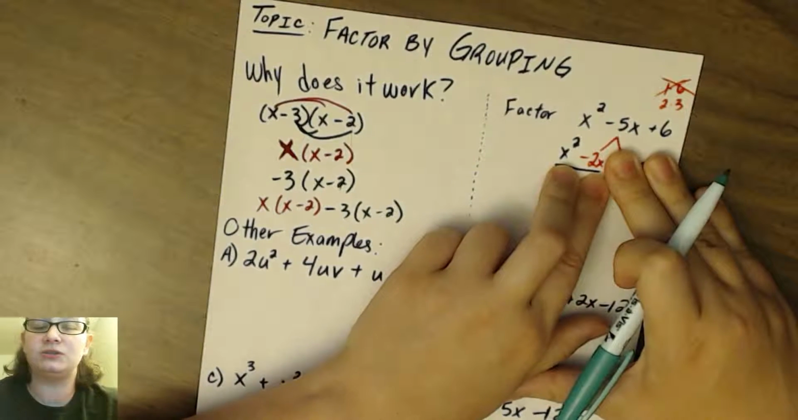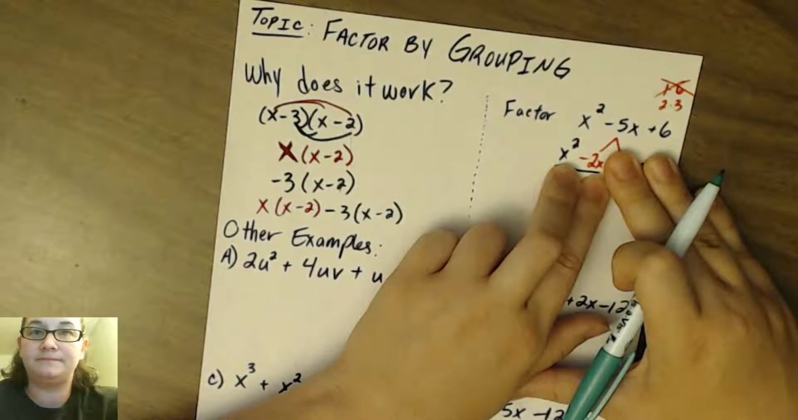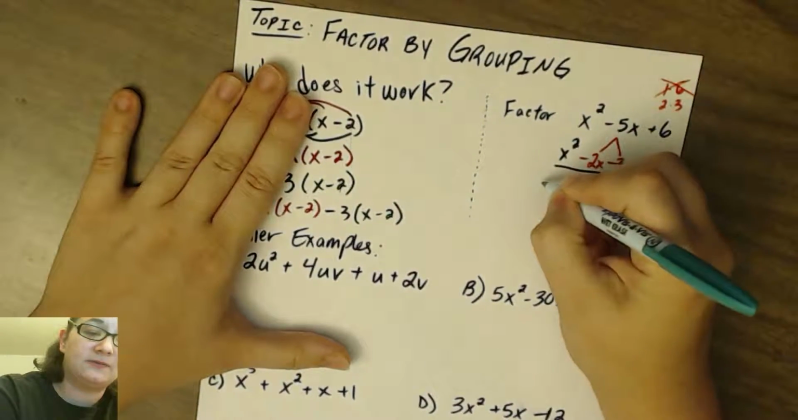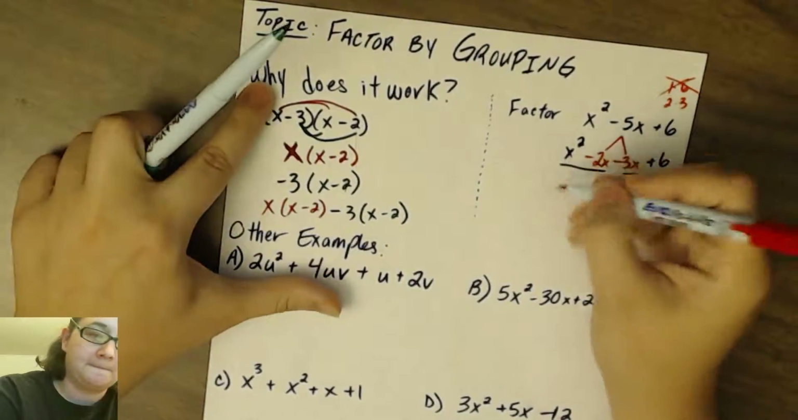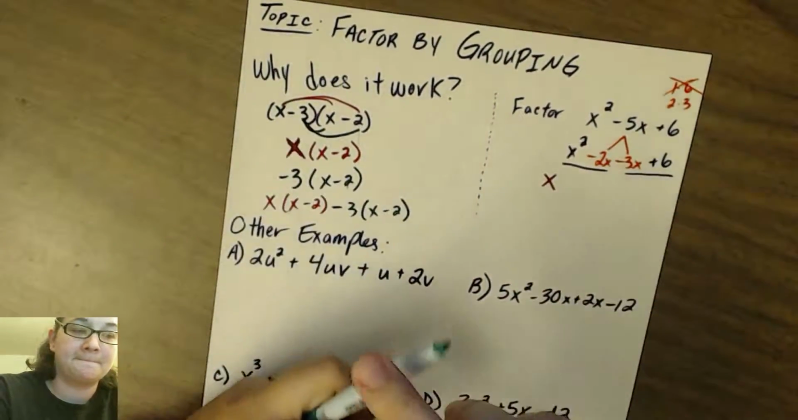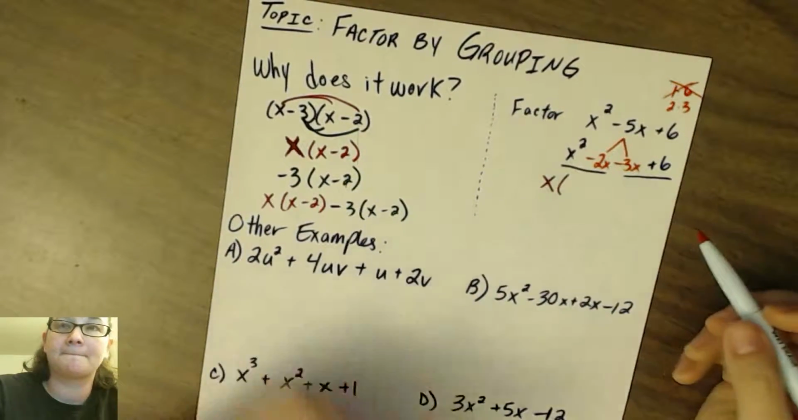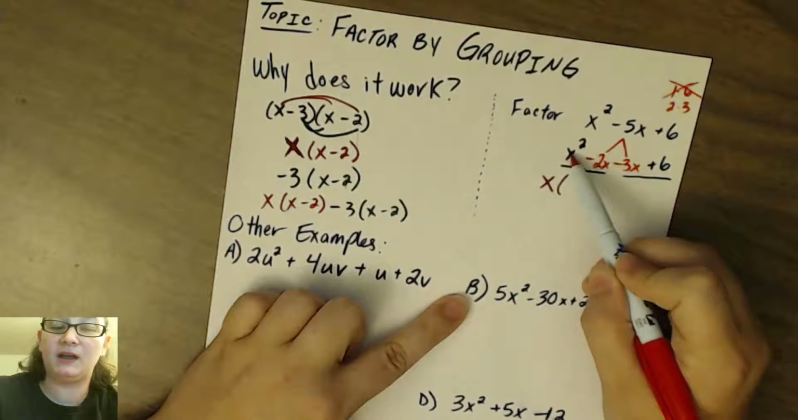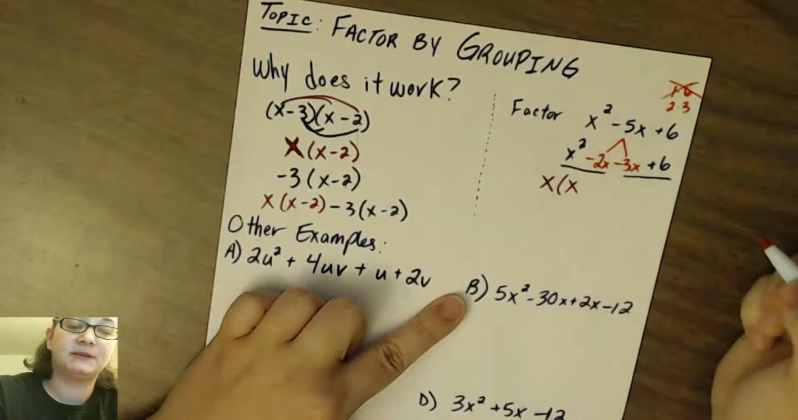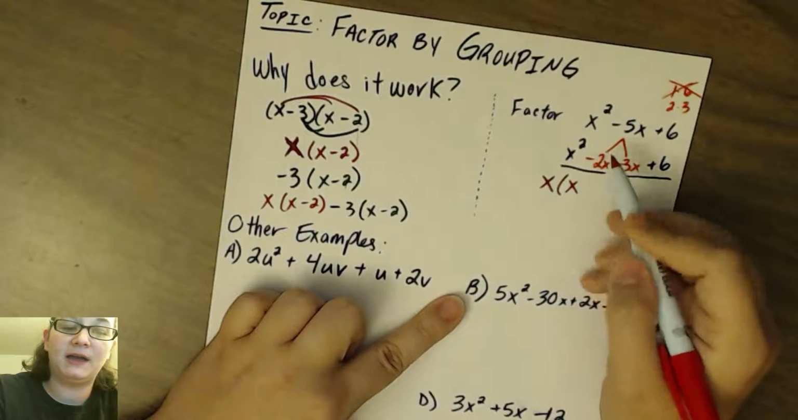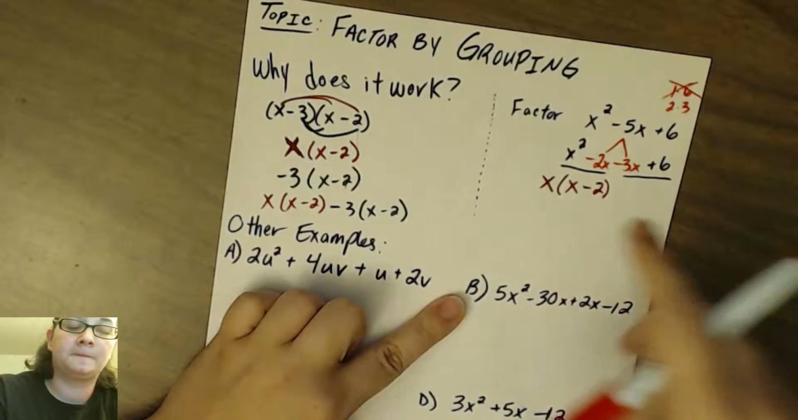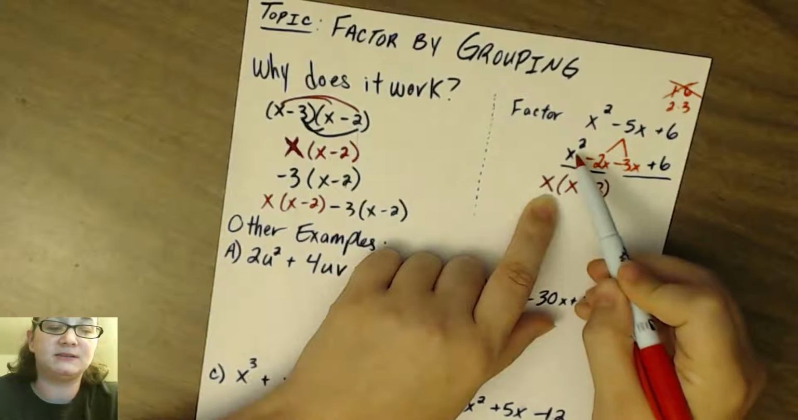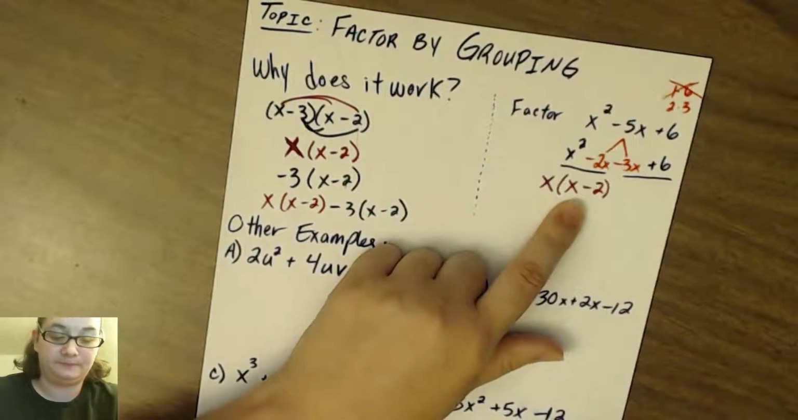I'm looking at just these first two terms. I want to know, what do they have in common? Well, these two have an x in common. So I'm going to pull that x out front. And then whatever's left over, x times what would give me x squared, or I could divide x squared by x. Either way I'm going to get an x. And then if I divide this by x, I end up with just a -2. And if I were to redistribute this, x times x is x squared and x times negative 2 is negative 2x.